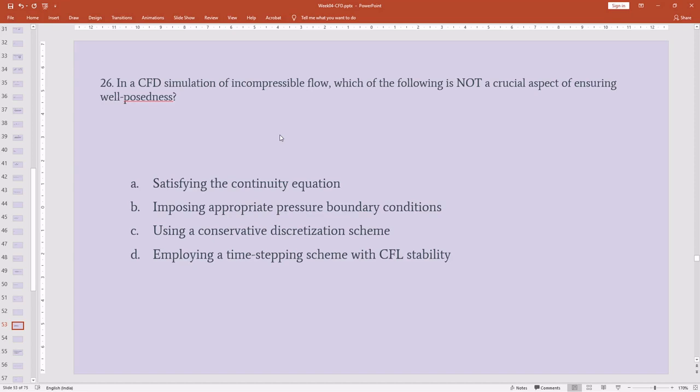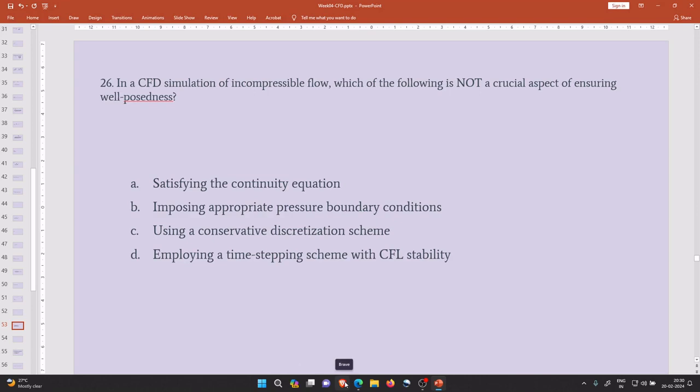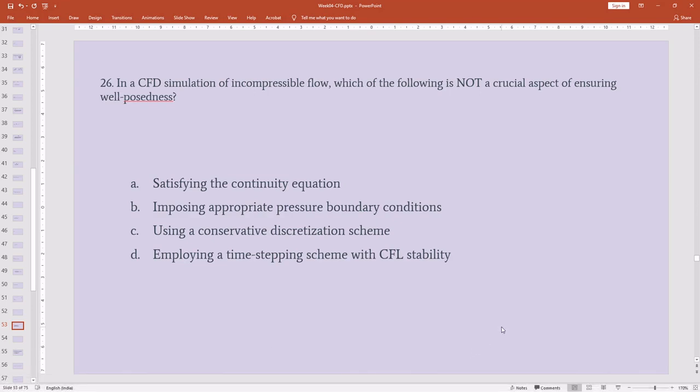You can take a 2 minute break. We can continue after 2 minutes.